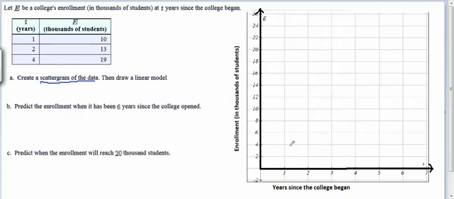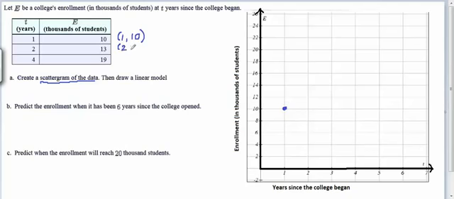So you would want to set up your X and Y axis, identifying that your independent variable here, which is T, should be on your horizontal axis, and your dependent variable, which is the enrollment, should be on your vertical axis. And now we're going to look at the ordered pairs that we're graphing. So our first ordered pair we need to graph is 1, 10. So I go to a T value of 1, and I go up to an E value of 10. There's my first data point.